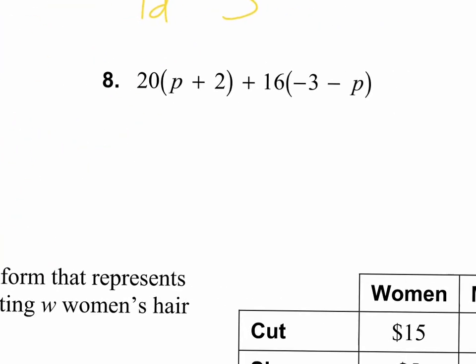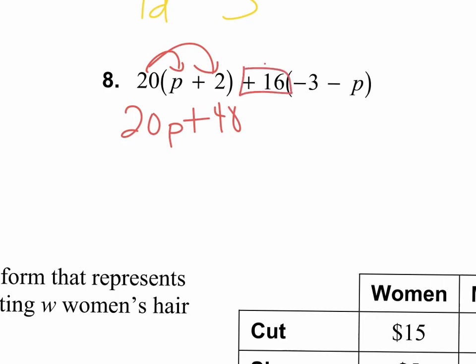Okay, moving on. Okay, so now we do our multiplication first. So I'm going to multiply here. I get 20 times p is 20p plus 20 times 2, which is 40. And then we take this positive 16 and multiply it through. So positive 16 times a negative 3. Opposite signs we subtract, so that's negative 48. Opposite signs, it's a negative. And then we take that positive 16 times a negative p. That's a 1 in front of there, remember? So negative 1 times 16 is 16, and we get that p.